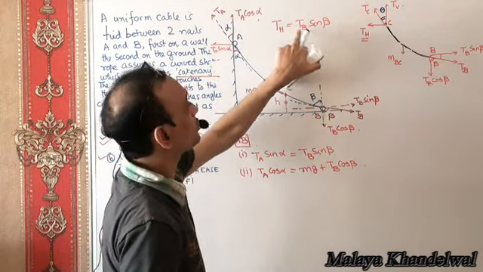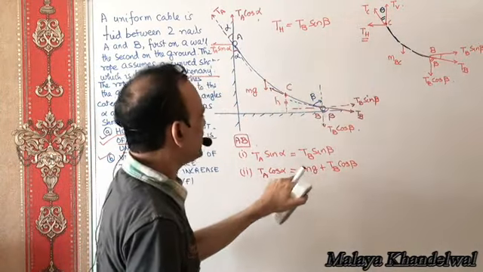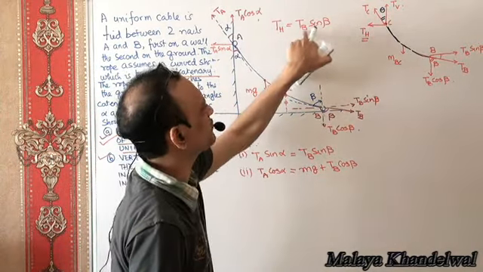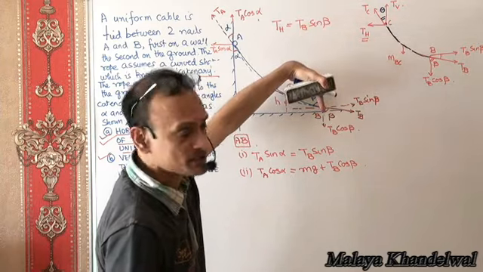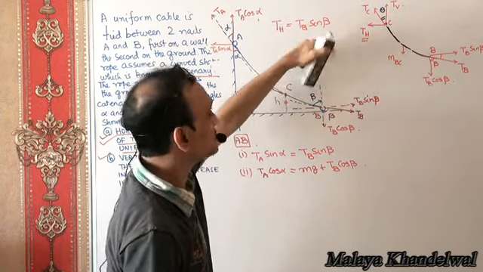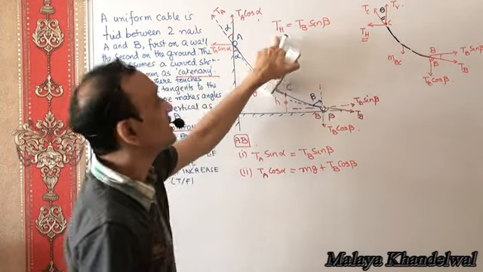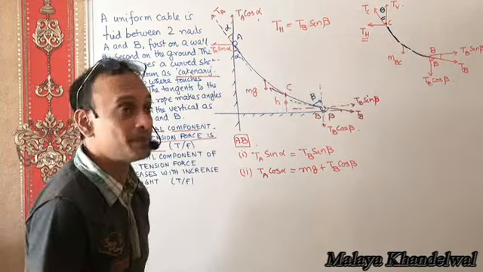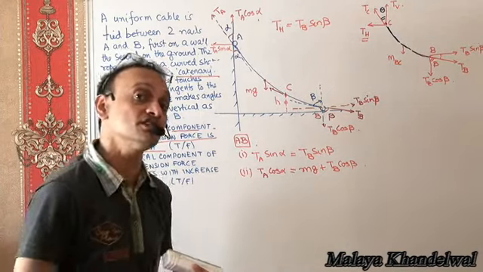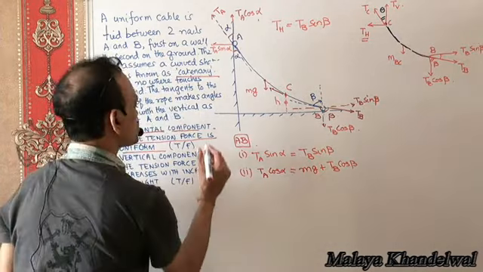Because see, the horizontal component is TB sine beta, and TB and sine beta are fixed numbers. TB is the tension at a fixed point B. Beta is the angle that the tangent makes with the vertical at the end B. So this is a constant. That means TH is constant. That means the horizontal component of tension will remain uniform. So this is true.